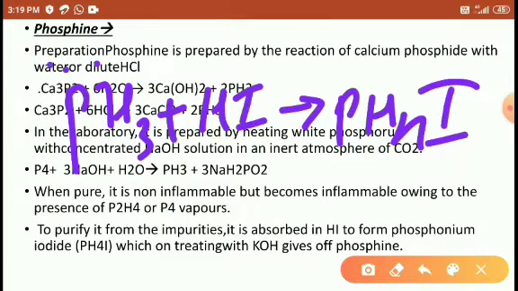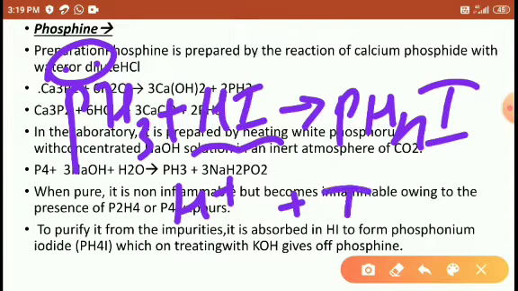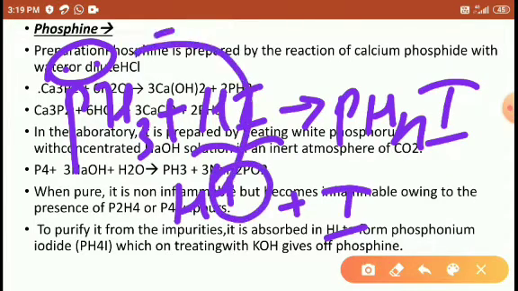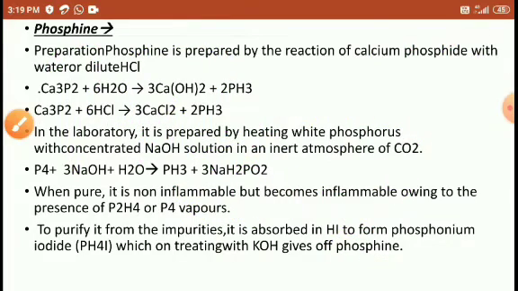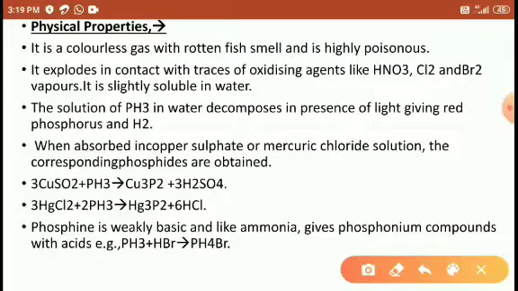Here a lone pair of electrons is present. HI dissociates to form H+ and I-. This H+ moves towards the lone pair to form PH4+. PH4+ is positively charged, and the negatively charged iodide attracts to it to form phosphonium iodide. Students, as for physical properties, phosphine is a colorless gas with a rotten fish smell, poisonous in nature, and it acts as a reducing agent like HNO3, Cl2, Br2, etc.